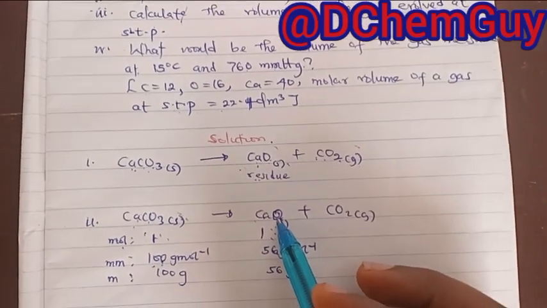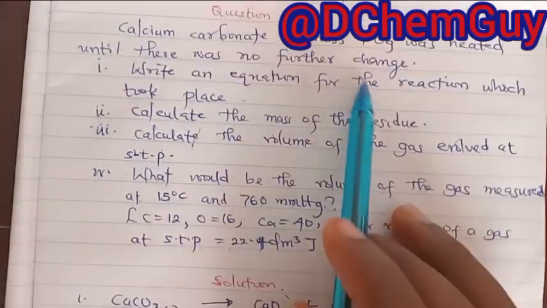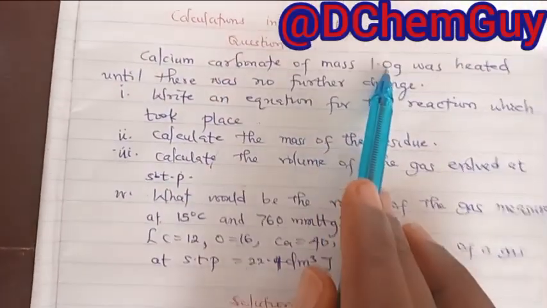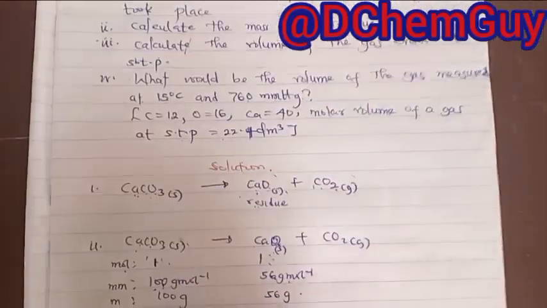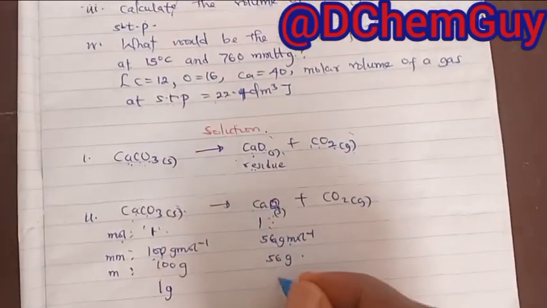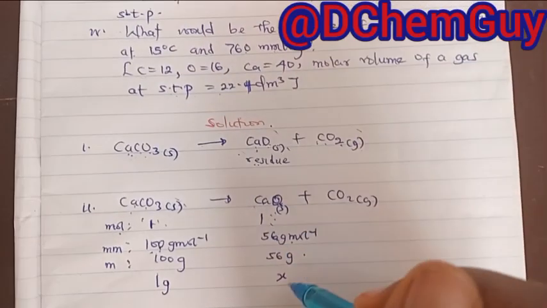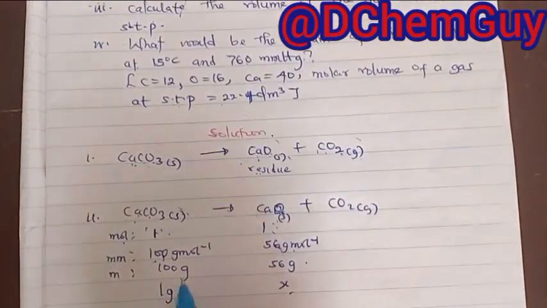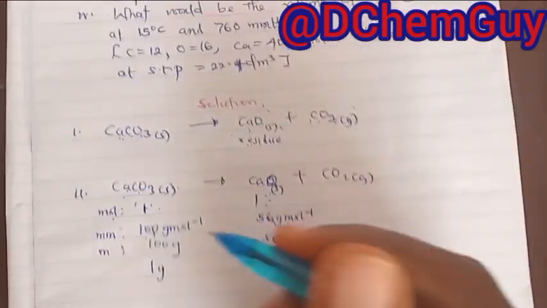Now, what are we going to do next? In the question, we are given 1 gram of calcium carbonate. So we now say, what if you have 1 gram of calcium carbonate? How much calcium oxide are we going to get? Easy peasy, lemon squeezy. We are just going to cross multiply here.